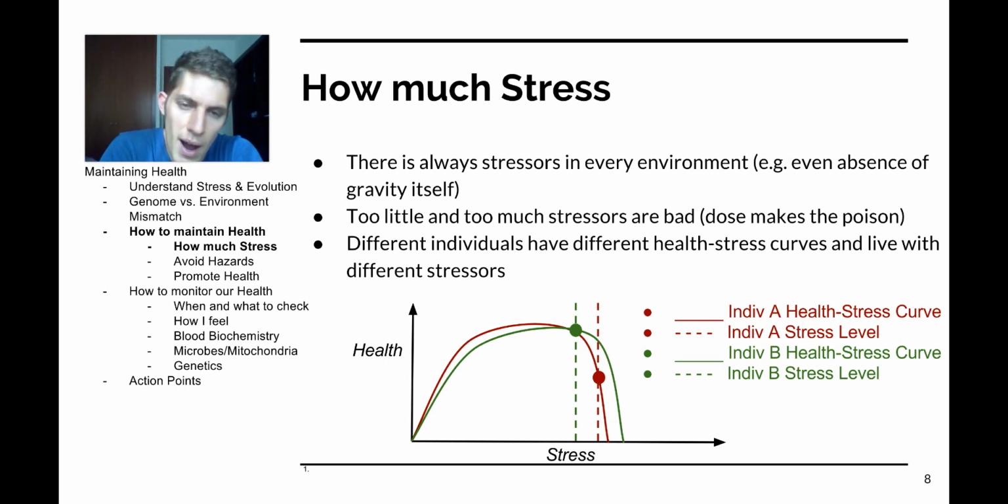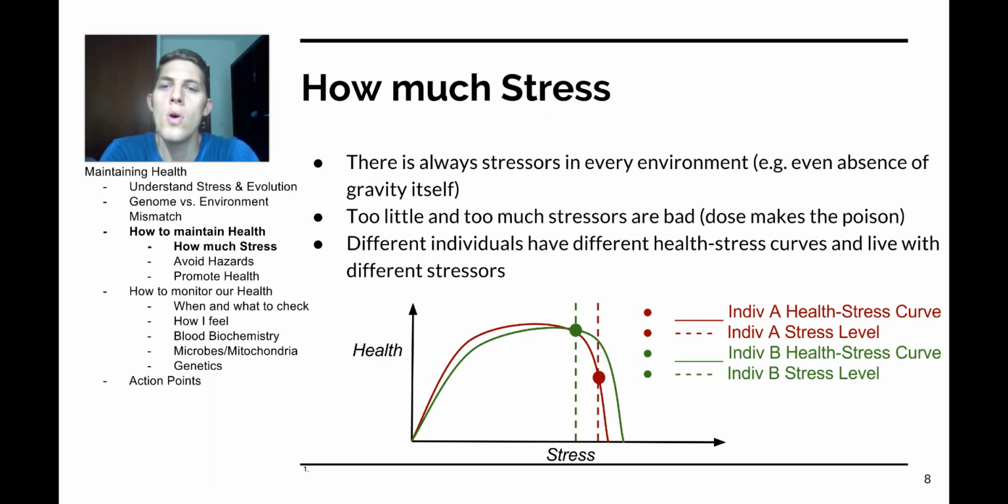And the dotted lines are the stress levels of that individual. So we have a red individual and a green individual. And we can see, for example, that the green individual has a high level of health and the red individual has a low level of health. This is because the green individual is more resilient to stress, so his curve goes more right. He can handle more stress because of his genetics and the genetics of his microbes. And he also has less stress in his life. On the other hand, the red individual has higher levels of stress and also is less resilient, and we see how his health is on a much lower level.